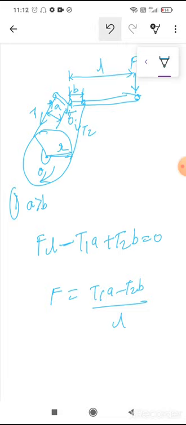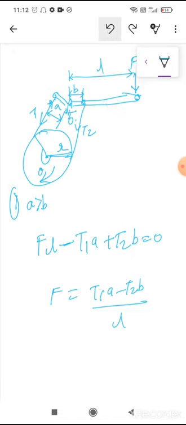So this was for the counterclockwise rotation. Now let's see for the clockwise rotation.